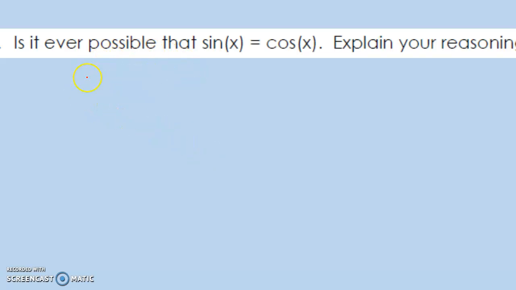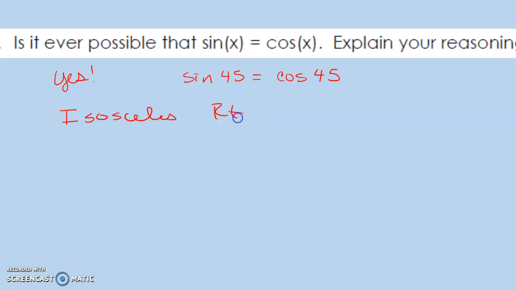Is it ever possible that the sine of x equals the cosine of x? Yes. When you have sine of 45, that's going to be the cosine of 45. You can put those in the calculator and you'll see that you get the same. And this is for your isosceles right triangle. And that's because the legs are congruent.